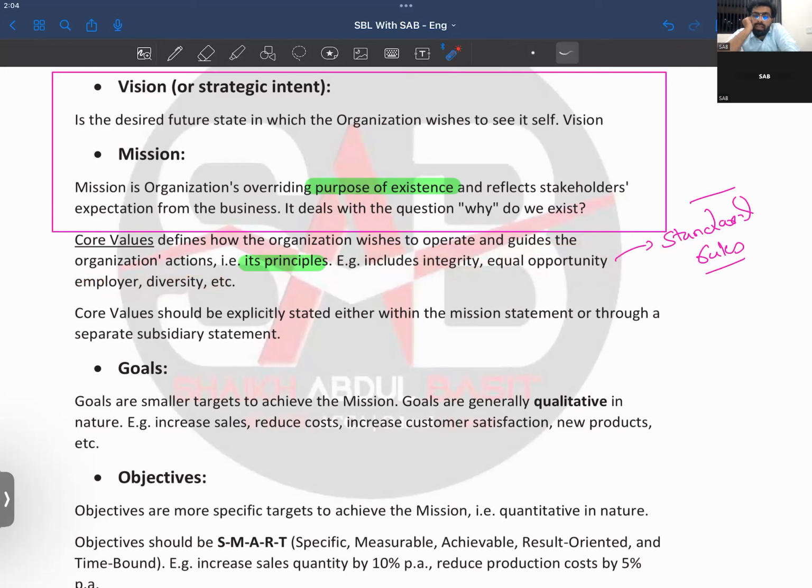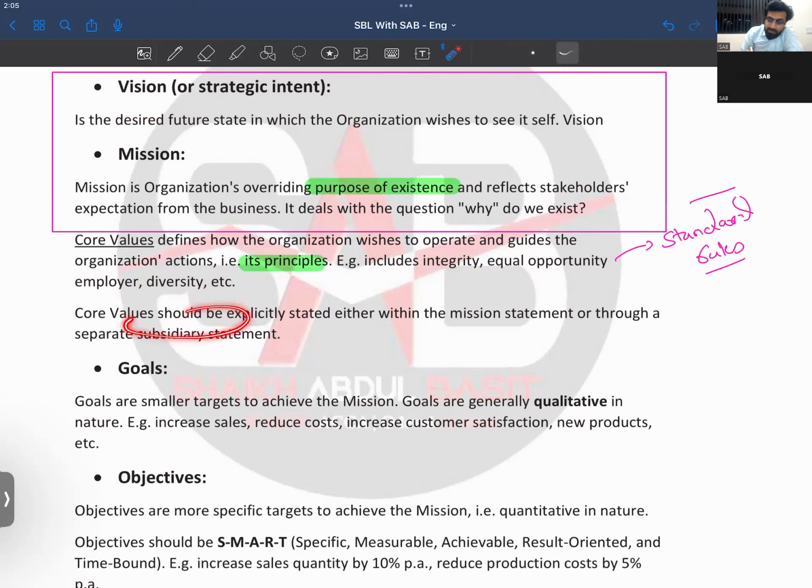If you are active on LinkedIn, you can see that many employers post and mention one thing, that we are an equal opportunity provider employer. Similarly, diversity can be one of the core values that we have to make sure, not just the male versus female ratio. We have to hire different age groups, different professionals from different backgrounds. So that can be the core value, right?